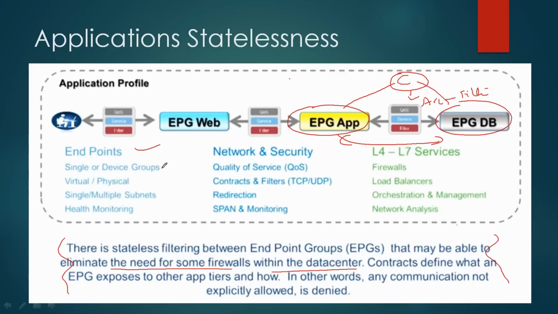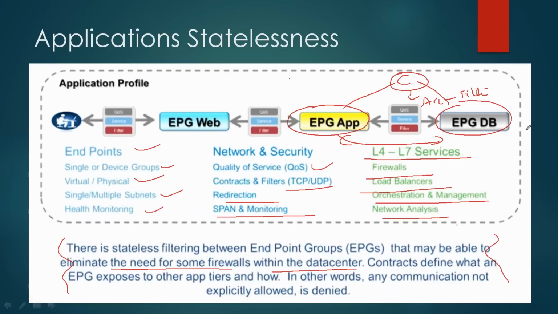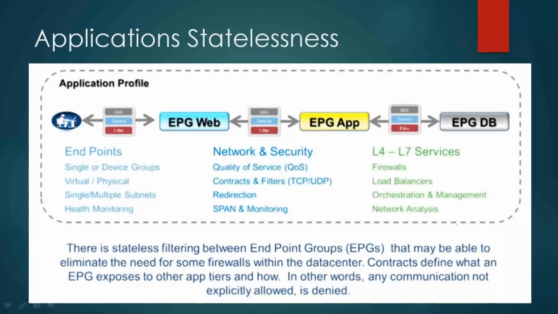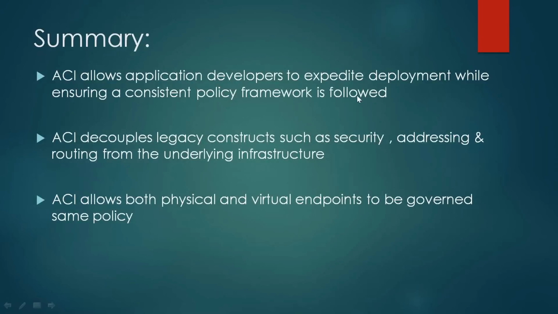So now you can see that you have the endpoint that is a single device or a device group. Endpoints may be virtual or physical, single or multiple subnets, health monitoring, network security, QoS, TCP, UDP, redirection, SPANs, L4, L7 services like firewalls, load balancers, orchestration, and management network analysis. Wow, you can see how many features we have. Not only do we have so many features inside ACI, but think of these features along with the ease of use. That is, how easily I can use them, that's the key we have in the ACI Fabric.